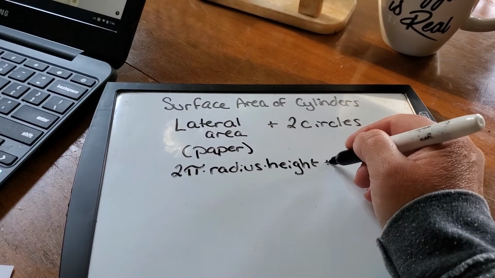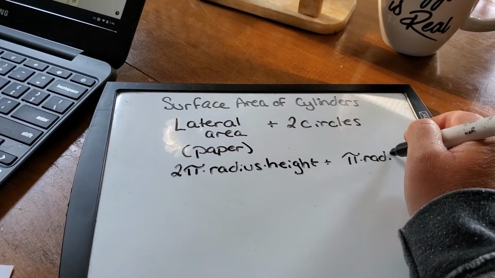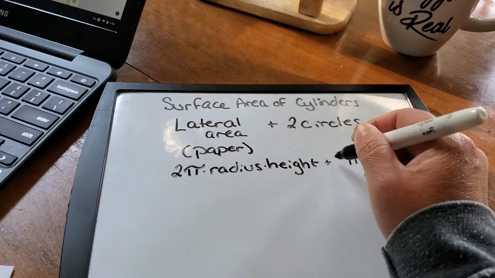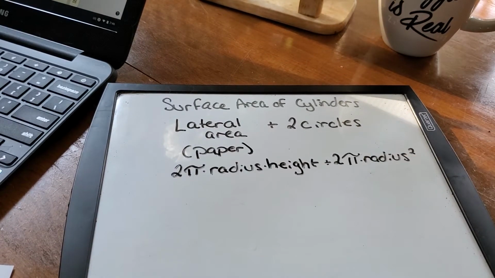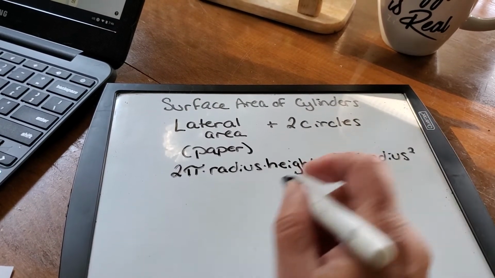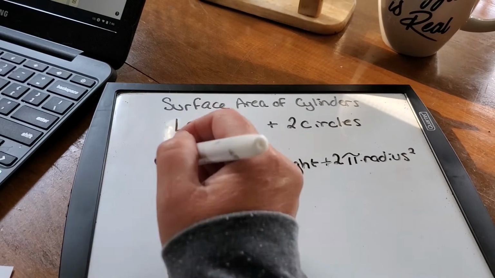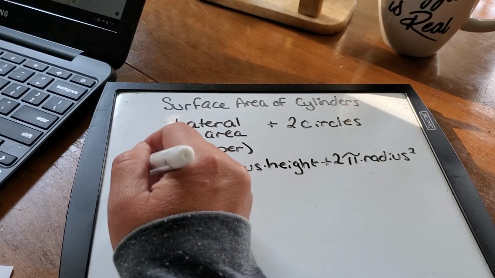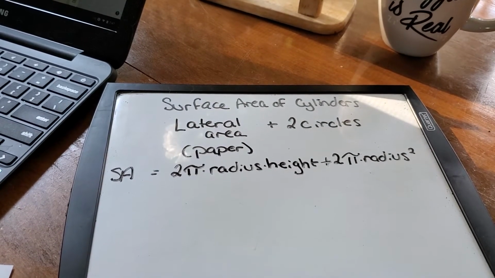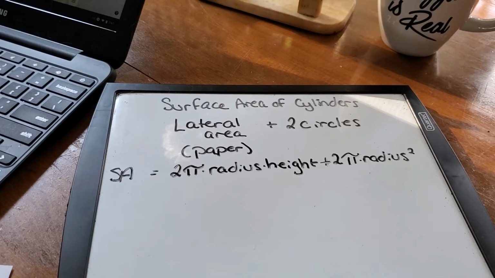Then we're going to do the area of the two circles. Well, the area of one circle is pi times the radius squared. We're going to double that because there's two circles. So this is your formula for surface area of a cylinder. 2 times pi times the radius times the height plus 2 times pi times the radius squared gives us the surface area of a cylinder. Now write that down and do these with me. That looks terrible, but once you start working with it, you find out it really isn't all that bad.